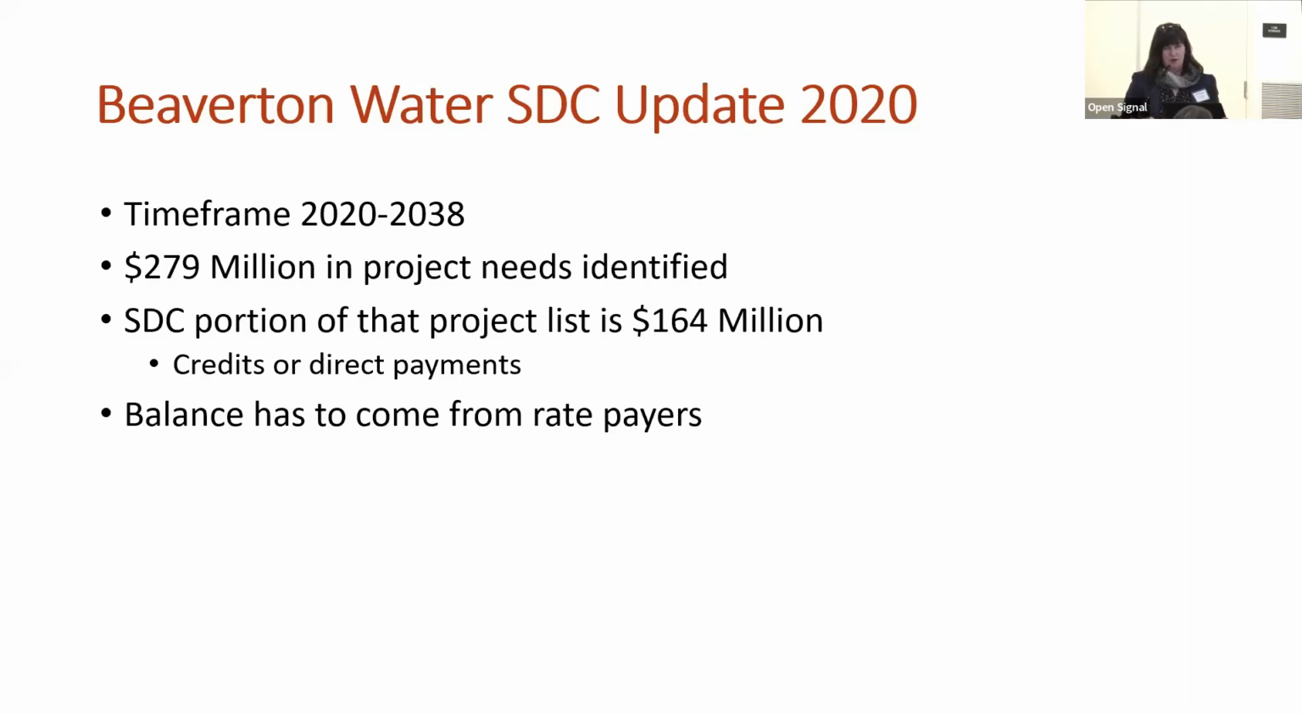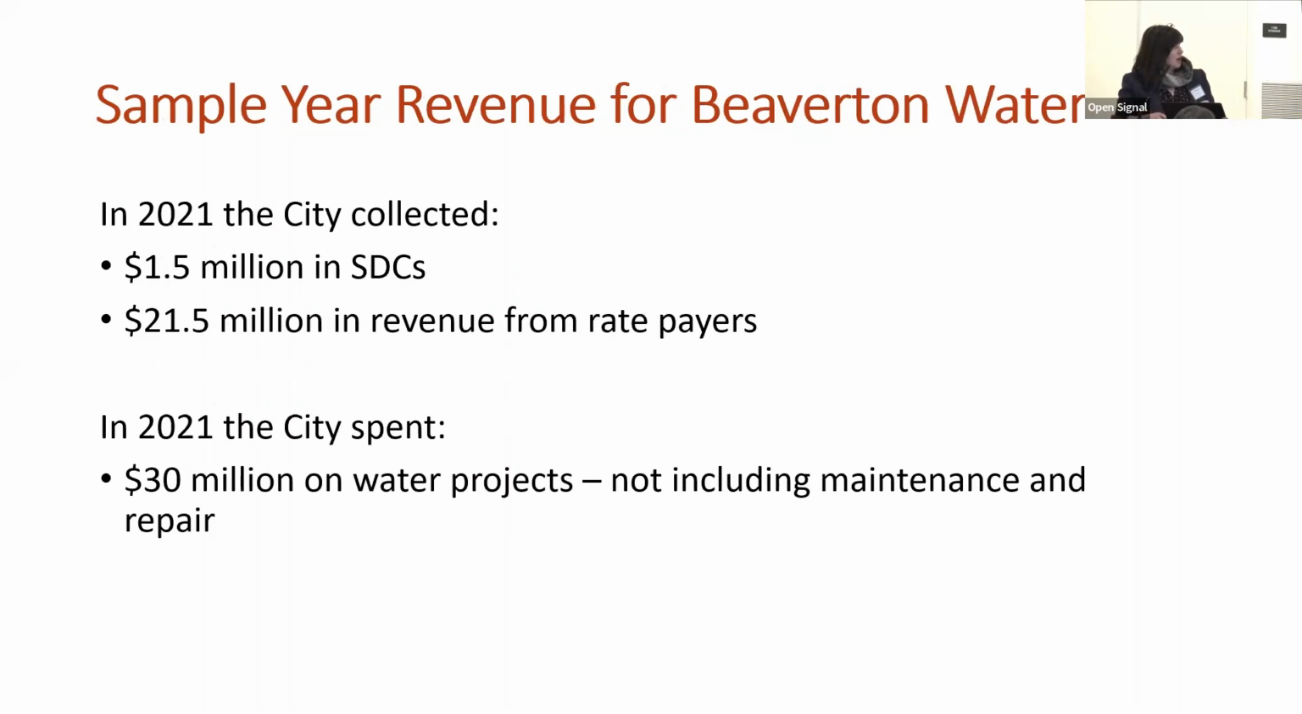So when you pay your water bill, right? If there are higher SDCs, that water bill can be lower. If the SDCs are lower, that water bill will be higher. A sample year for Beaverton revenue, again, we're sticking with water here. This is 2020. Now, years vary, right? This is just that snapshot. But in 2021, the city collected $1.5 million in water SDCs specifically, and $21 million from ratepayers.